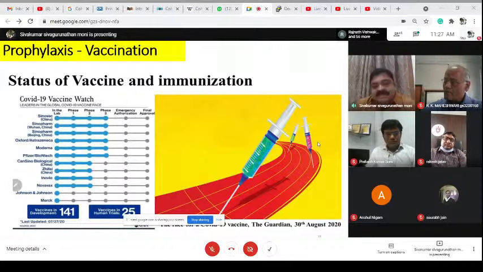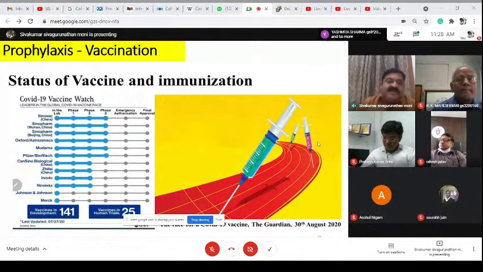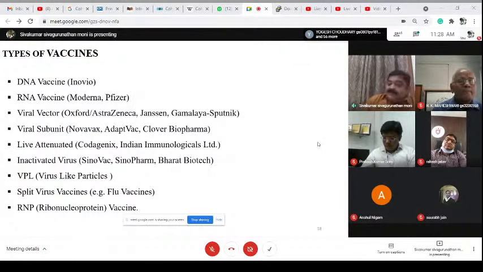Now, prophylaxis by means of vaccination. Now these vaccines have been discovered and various vaccines have been developed. You can see there are a lot of vaccines under study, and around 4 to 5 vaccines are already in public use. Across the world, the immunization program is going on. But there is a race to develop vaccines against SARS-CoV-2 infection, and in future also it is going to continue because of the variants.